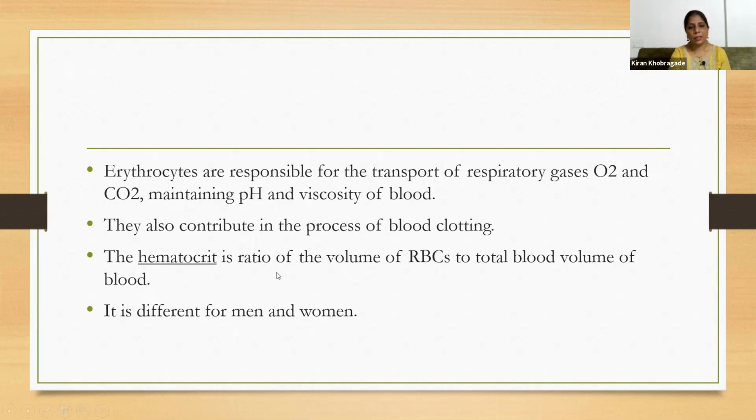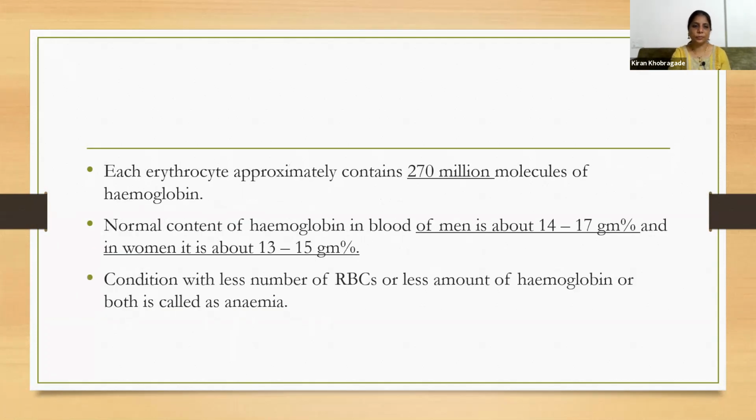Now, the hematocrit is the ratio of volume of RBCs to the total volume of blood. Now, what is hematocrit? Hematocrit means what? It is the ratio of volume of RBCs to volume of blood. Now, we know that in humans, about 4 to 5 liters of blood is present. So, in that volume of blood, how much volume of RBCs is present? That value is called the hematocrit value. And this hematocrit value is different for men as well as women.